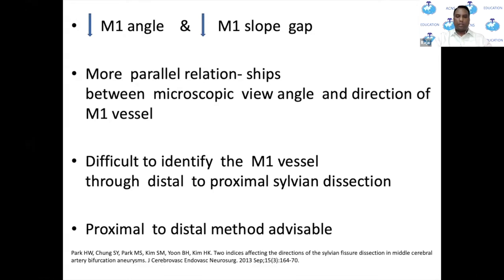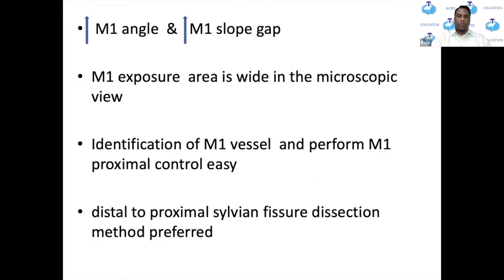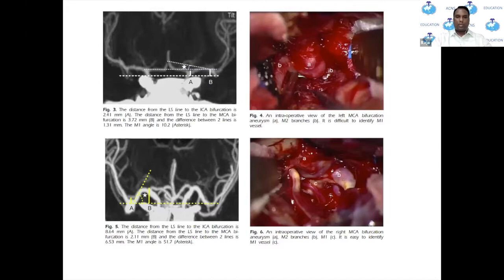So it will be difficult to find the M1 vessel through the distal to proximal sylvian dissection. So proximal to distal is advised in this, whereas in the opposite, when the M1 angle is higher and the slope of the M1 is higher, the area of exposure in the microscope is higher, and you will be easily able to find your M1. So with this image, it will be easier to understand now.